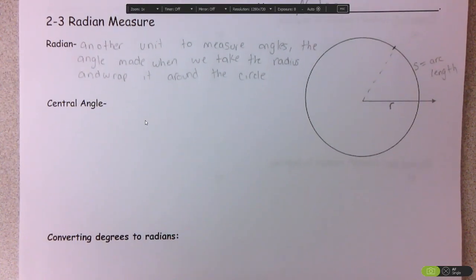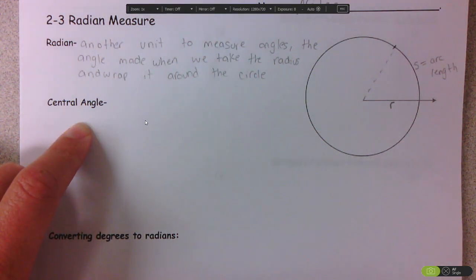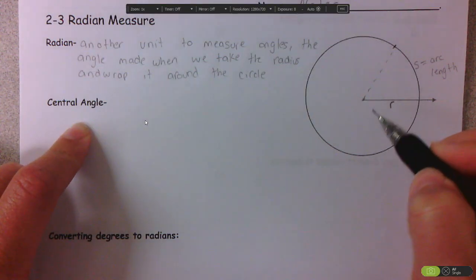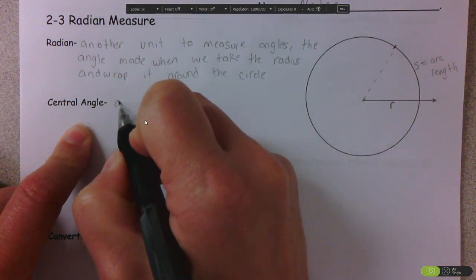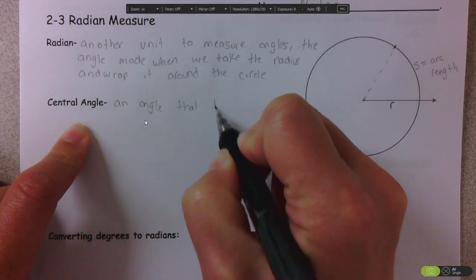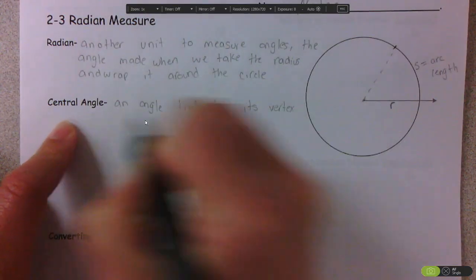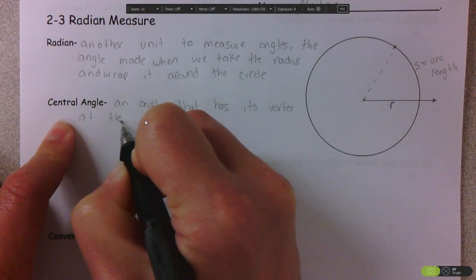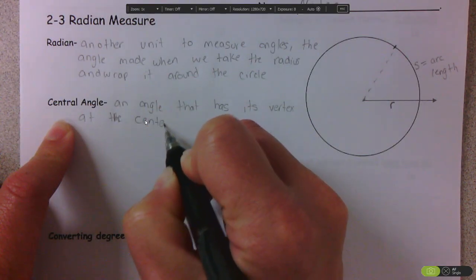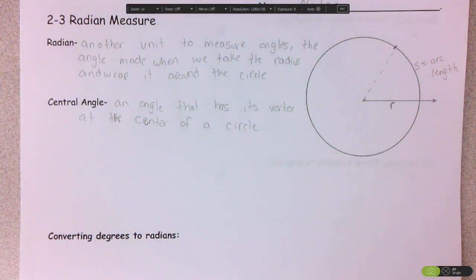And then we have our central angle. The central angle is the angle that has its vertex at the center of the circle, which should make sense because it's in the center. So it's an angle that has its vertex at the center of a circle.